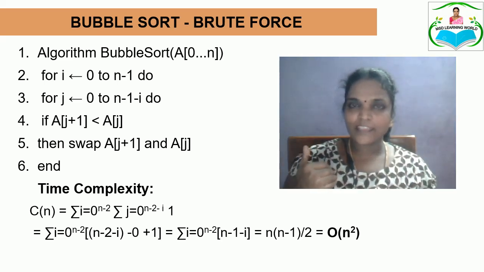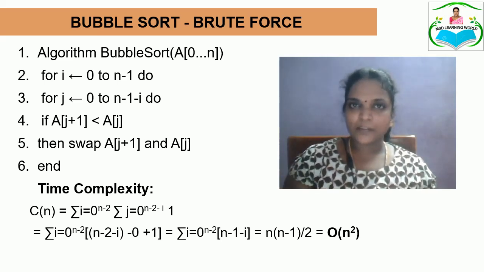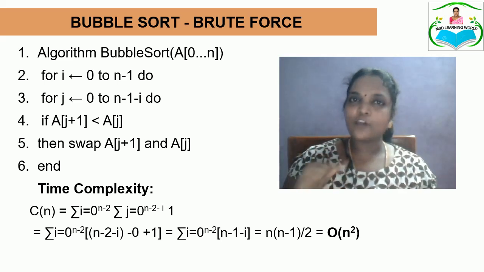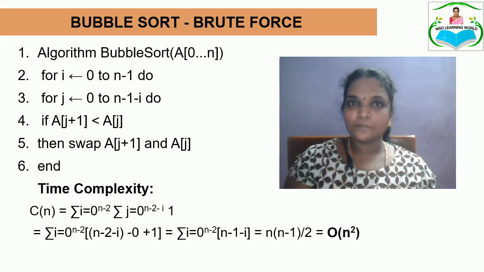So here the array is a. So a of j plus 1 is less than a of j. If this condition is true, then you will swap the elements by creating a temporary variable. This algorithm is for making the elements in ascending order. If you want to perform descending order, then the only condition that you need to change is a of j plus 1 is greater than a of j. You have to check whether the element you search is greater than the next element.